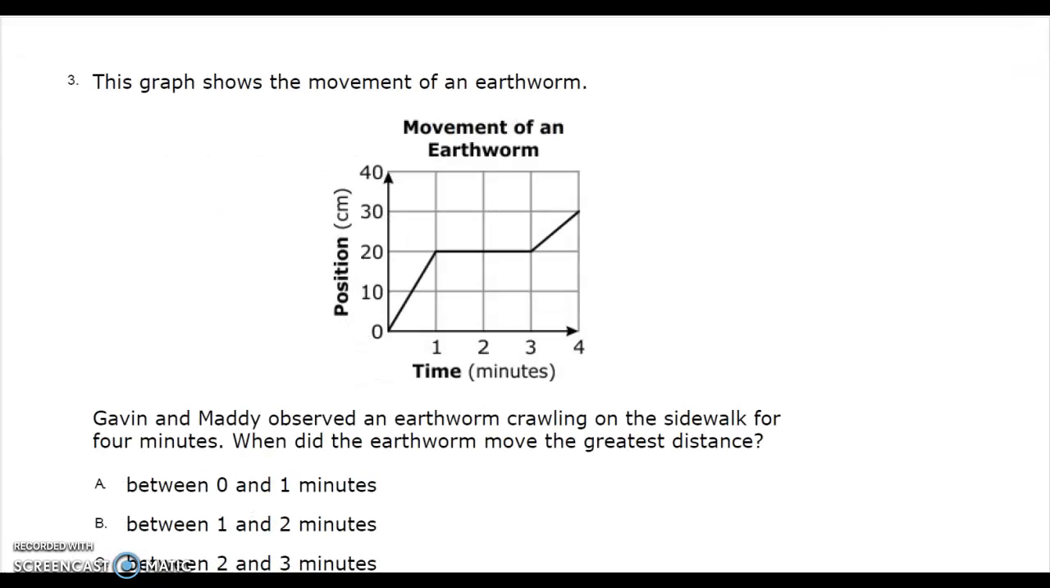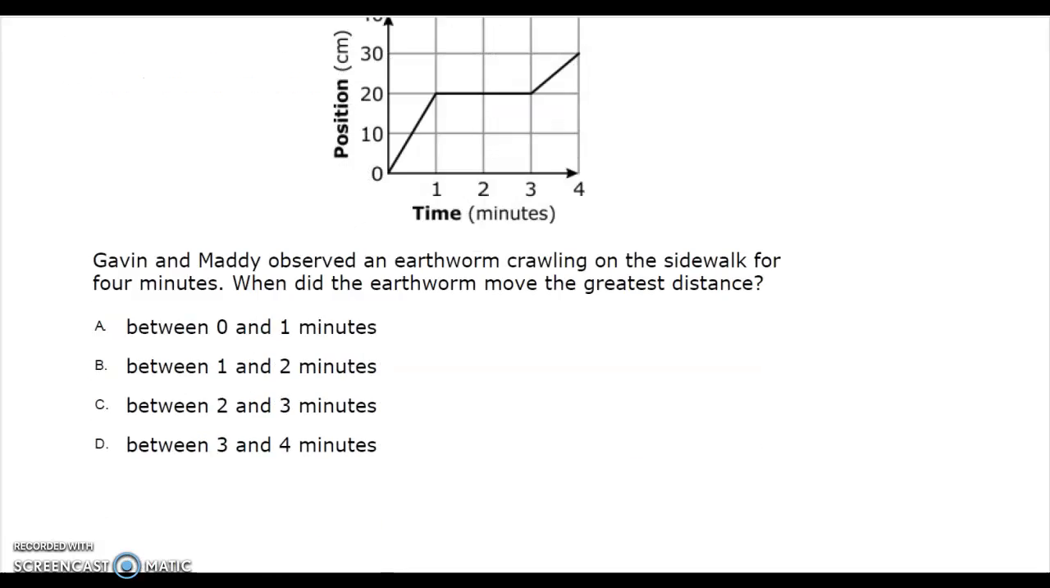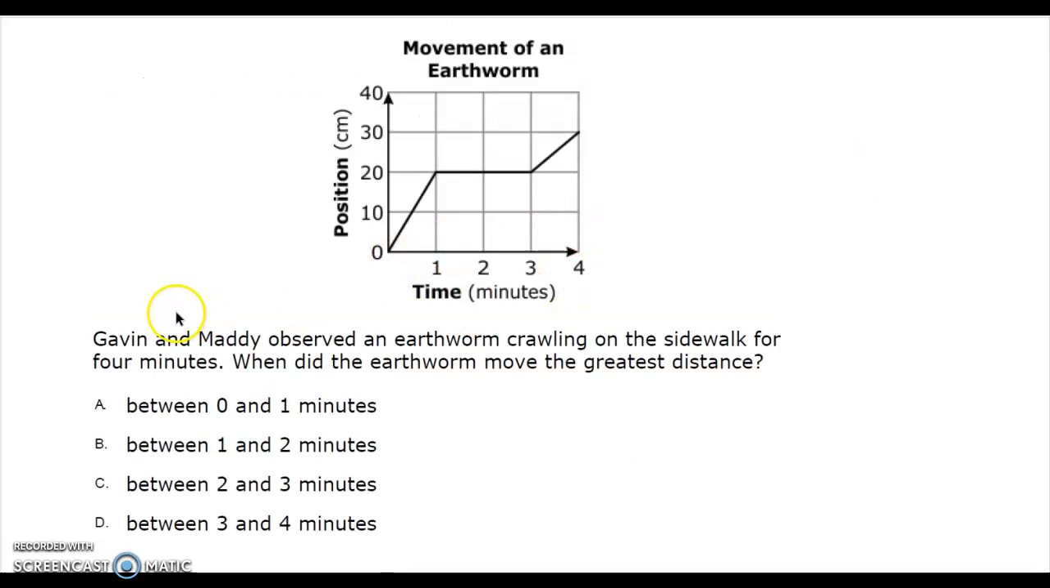Moving on to the next one. This graph shows the movement of an earthworm. Now, don't let this confuse you. This says position time graph. We all remember that position time and distance time are the exact same thing. So let's go ahead and take a look at our earthworm here. Gavin and Maddie observed an earthworm crawling on the sidewalk for 4 minutes. When did the earthworm move the greatest distance?